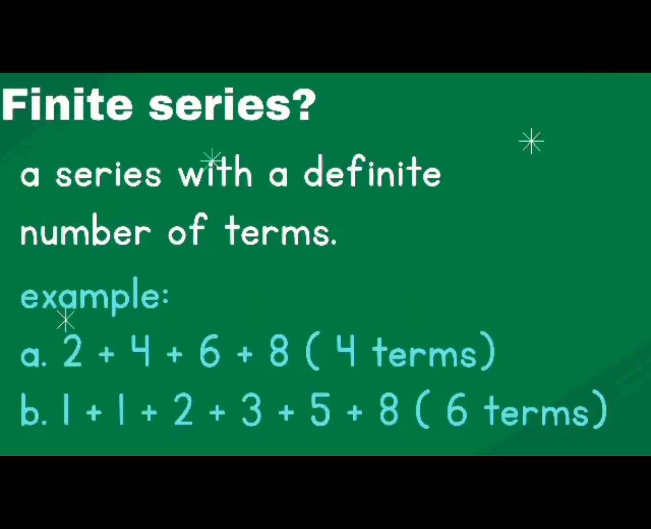A finite series is a series that has a definite number of terms, meaning it has an exact beginning and an exact end. For example, in letter A, 2 plus 4 plus 6 plus 8, this has 4 terms. In letter B, 1 plus 1 plus 2 plus 3 plus 5 plus 8, this one has 6 terms.